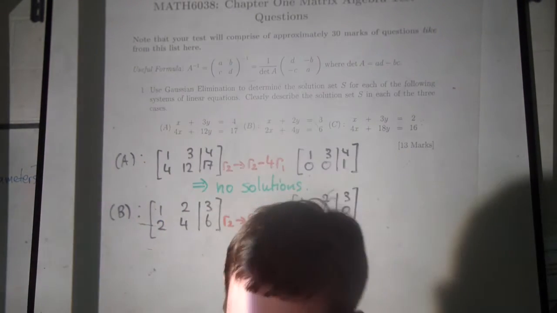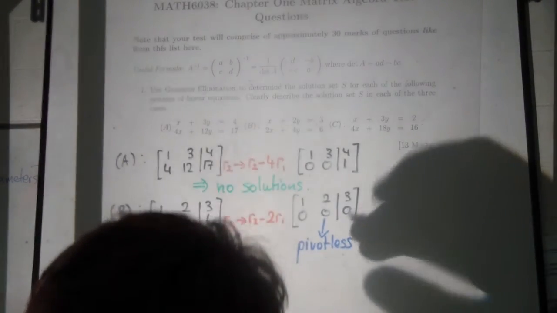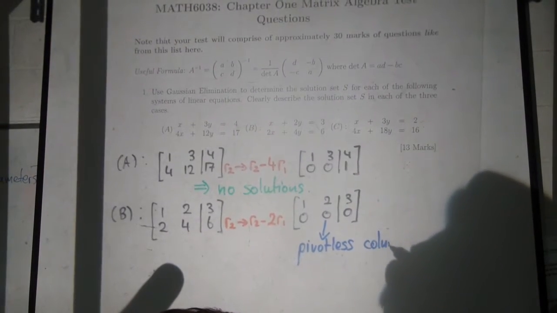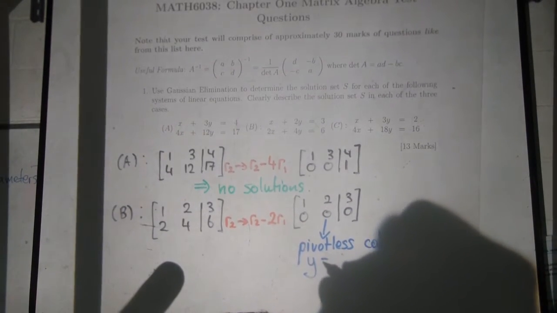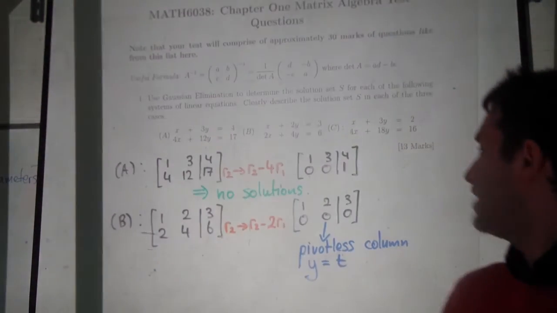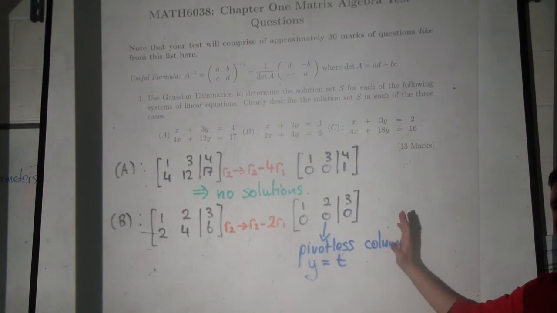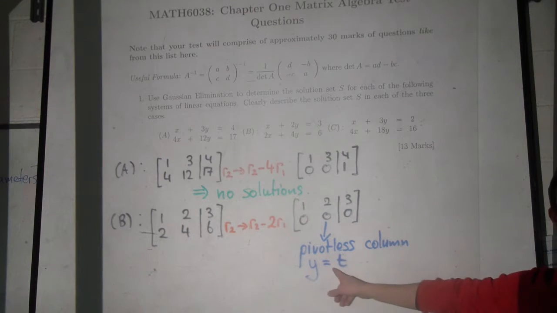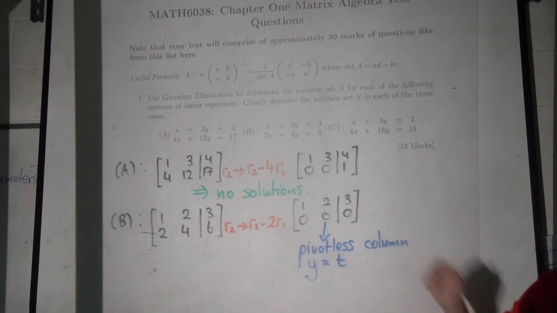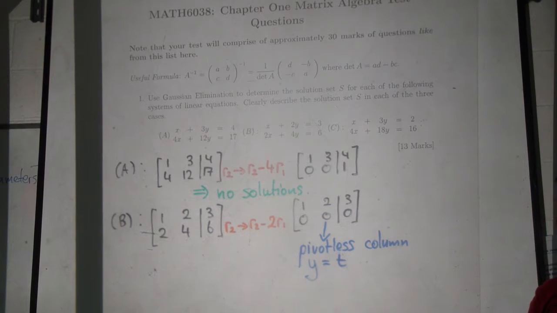So in this one, you have a pivotless column, and that implies that the y variable can be anything. Just because you don't have a 1 there, maybe? Yeah, but it's from the theory. You can actually mess this around and you can make x a parameter as well. But this is the best way of doing it. JP, when you say parameter, that means that y can be anything. Is your answer there then, y is equal to t? Y can be anything. Yeah.